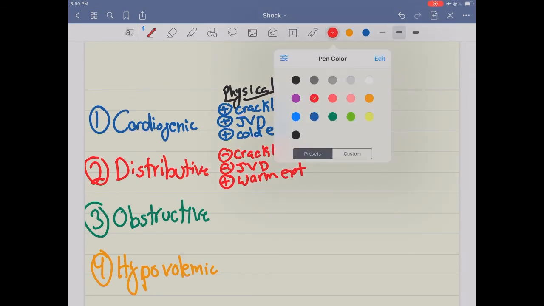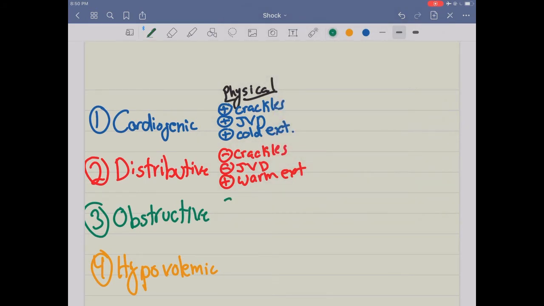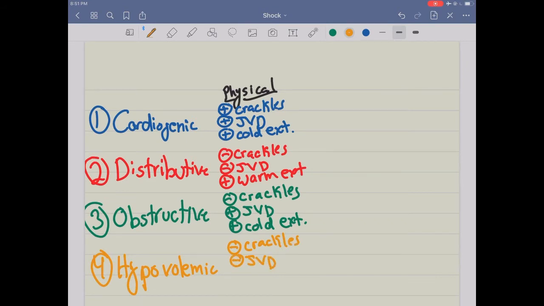In obstructive shock, you should not have any crackles. You will have JVD, and you will have cold extremities. And then hypovolemic shock, there's no fluid, so you're not going to have any crackles. You're not going to have any JVD, and you are going to have cold extremities.